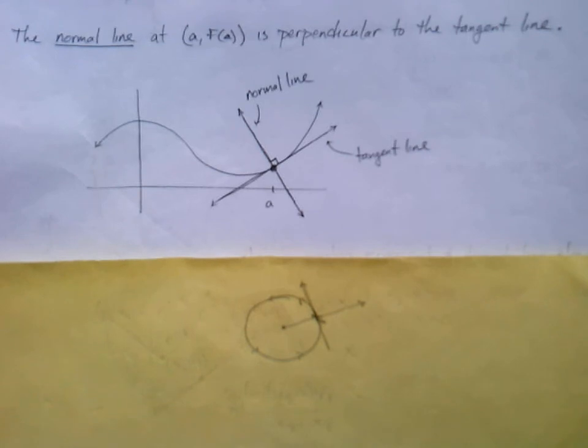Normal line, that'll come up occasionally. Really the much bigger issue was those higher derivatives. Okay, we're going to start 3.2 next.